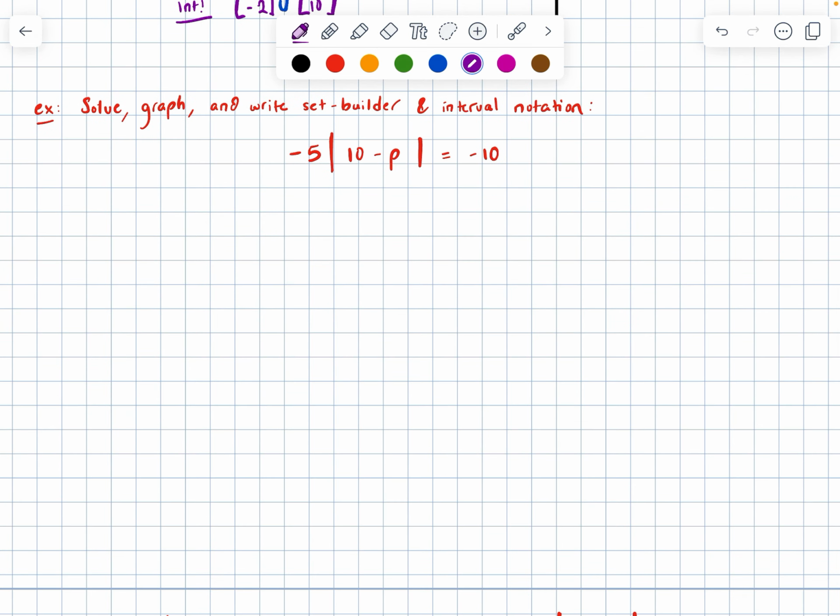Okay, let's do one more for the road. Take this guy, -5 times the absolute value of 10 minus p is equal to -10. I want to get the absolute value by itself. I want to graph it. I want to write our set builder and interval notations. Give yourself some time. Take 2 minutes, pause the video, see what you come up with. Have fun.